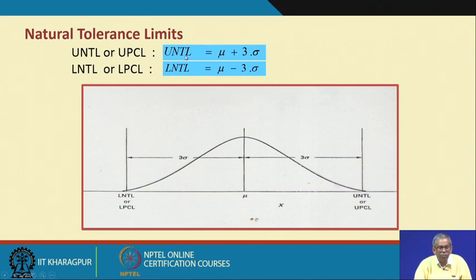So, how do you define the upper natural tolerance limit? Mu is basically the process mean. It is mu plus 3 times sigma. Is it okay? And what is the lower natural tolerance limit? That is mu minus 3 sigma. What is sigma? Sigma is the process standard deviation. Now, instead of writing UNTL, you can also write UPCL, that means upper process capability limit, and similarly LNTL is also known as LPCL, that means lower process capability limit. Is it okay? So, we have defined what a natural tolerance limit is.